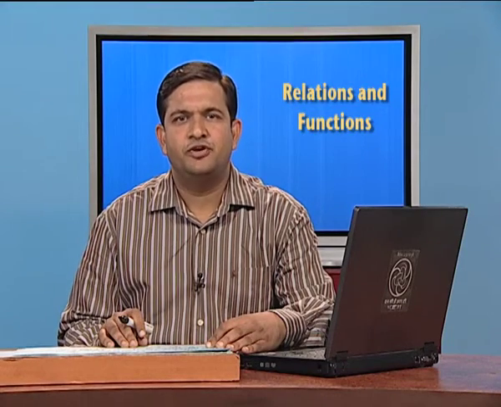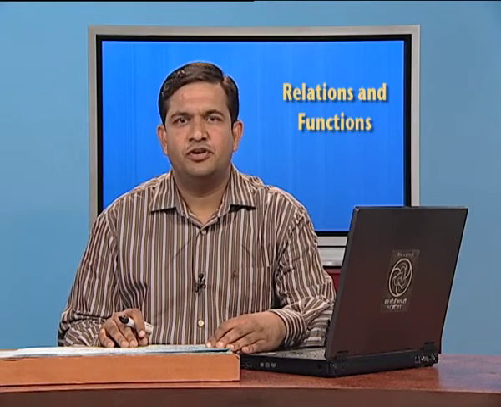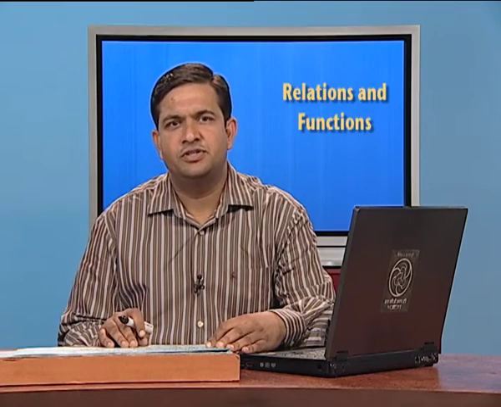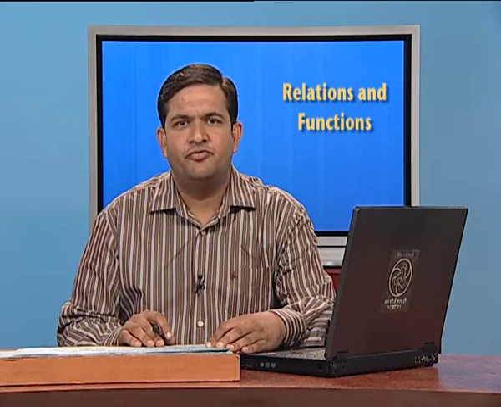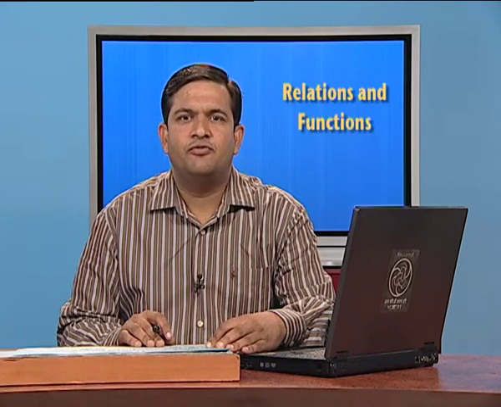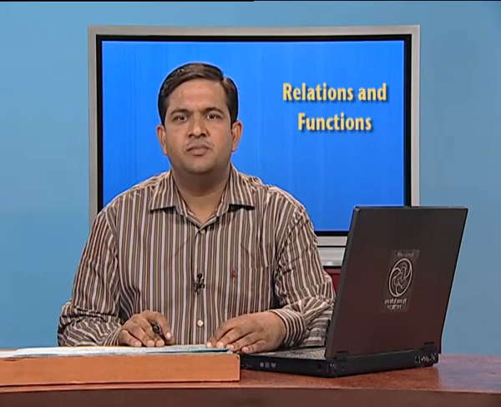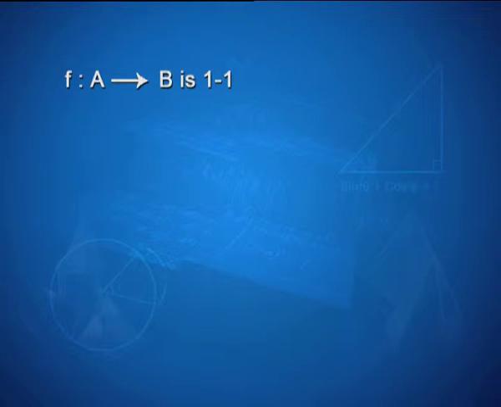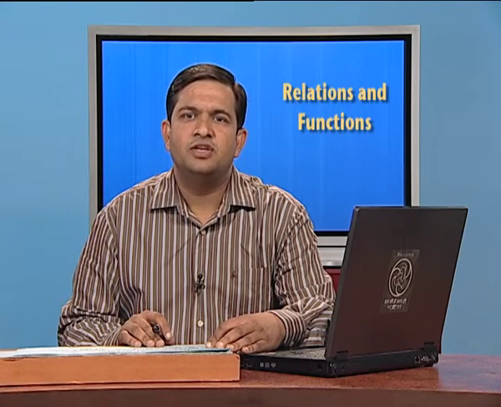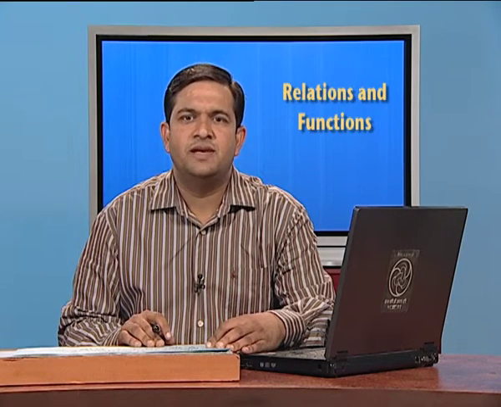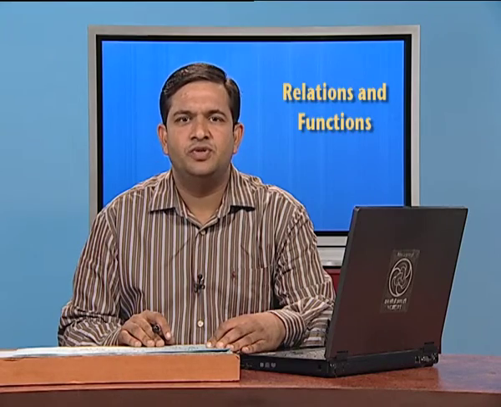There are different types of functions such as the 1-1 function, which is also called an injective function. A function f from A to B is said to be 1-1 if different elements of A have different images in B. That means a function f from A to B is 1-1 if f(a1) = f(a2) implies a1 = a2, or we can also say a1 ≠ a2 implies f(a1) ≠ f(a2).